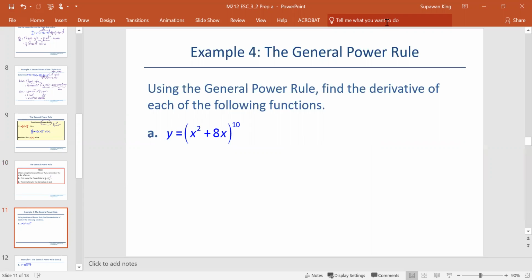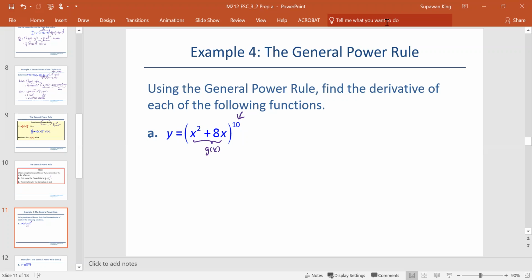Example 4. Using the general power rule, find the derivative of each of the following functions. y equals x squared plus 8x raised to the power 10. The inner function is x squared plus 8x. And still consider this as the function f composed with g. The inner function will be g(x).